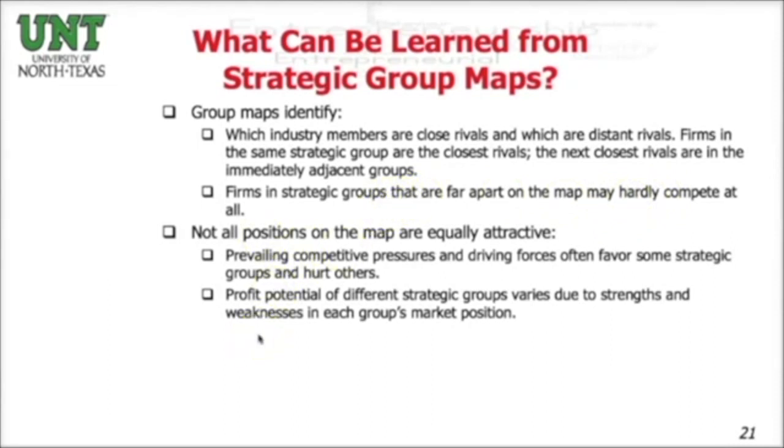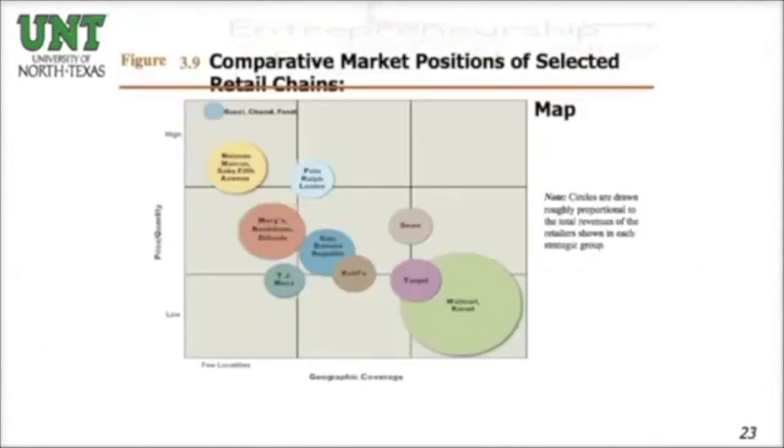So not all positions on the map are equally attractive, so prevailing competitive pressures and driving forces are going to a lot of times favor some groups, and in others, they're actually going to face a negative from that. And the profit potential of different groups varies due to the strengths and weaknesses of each group's market position.